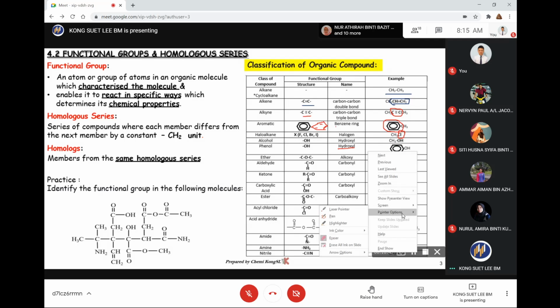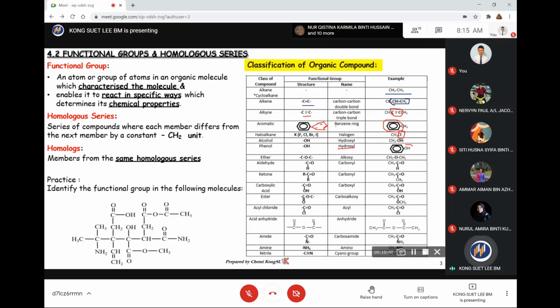Maybe some of you might ask, madam, there are two functional groups, the benzene ring and the hydroxyl. It depends, madam cannot say anything. But we know the whole structure is phenol. So when you circle, this one is hydroxyl. This is an aliphatic alcohol, OH. Ether, COC, alkoxy. So for COC, you just circle the COC.